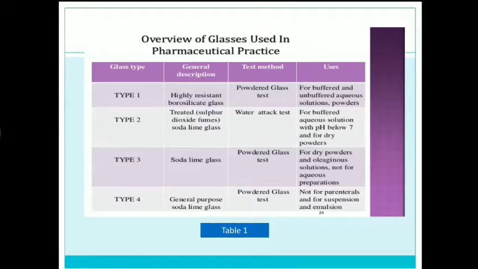In this chart you can see type 1. It is also called a highly resistant borosilicate glass and is useful for buffered and unbuffered aqueous solutions. Then type 2, which we have studied, is also called treated soda lime glass, and it is useful for buffered aqueous solutions with a pH below 7 and dry powders. Type 3 glass is also called soda lime glass, and it is particularly useful for dry powders and oleaginous solutions, but not for aqueous preparations. And type 4 non-parenteral is particularly useful for non-parenteral purposes.